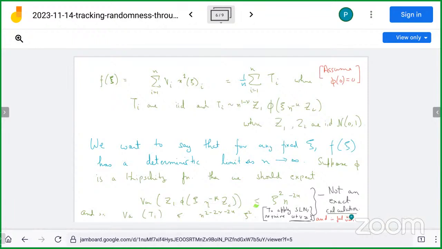So let me just check that this is exactly what they have. Yeah, so this I think is what they have. So this is what they have in the paper also.